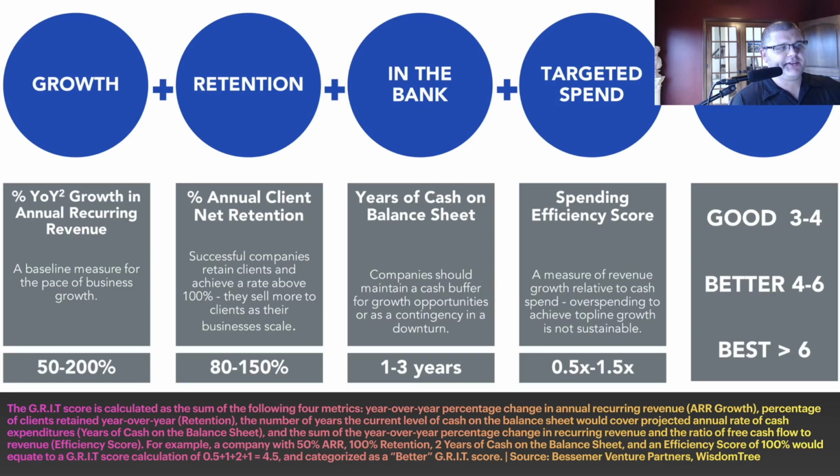I've always looked at the first 3 columns. You've got the growth, the retention. That's always important with subscription models. And then, looking at the balance sheet. But I never really went into it and looked at the efficiency score.